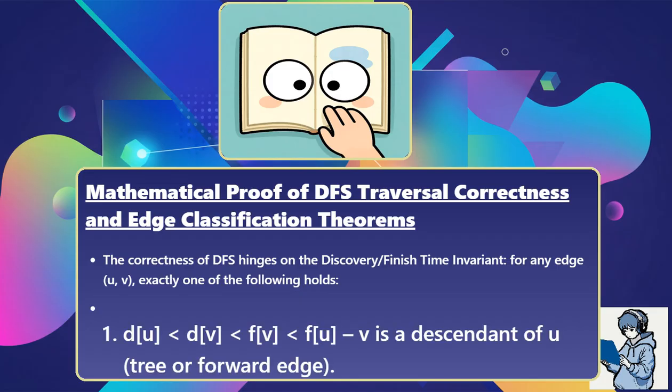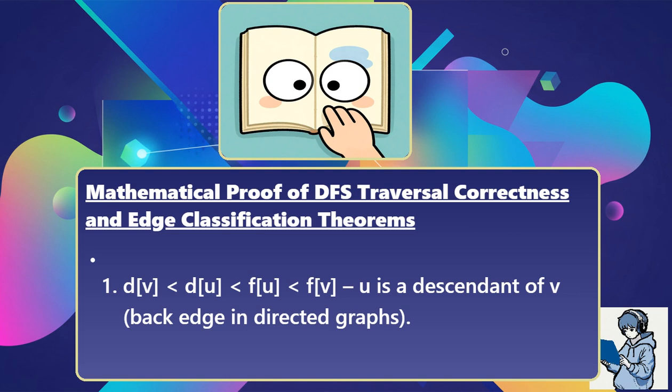1. d(U) < d(V) < f(V) < f(U). V is a descendant of U: tree or forward edge. 2. d(V) < d(U) < f(U) < f(V). U is a descendant of V: back edge in directed graphs.